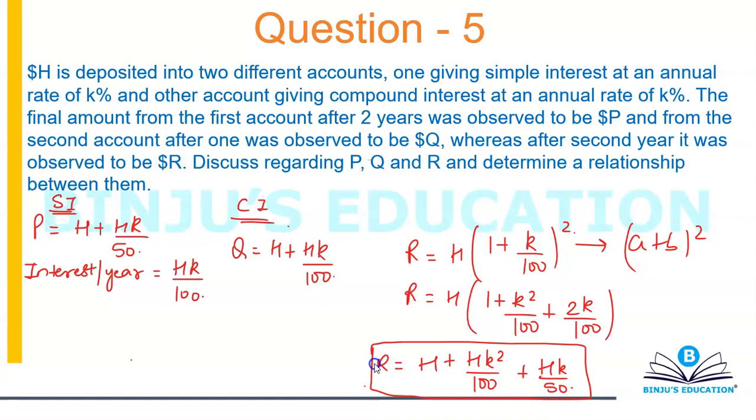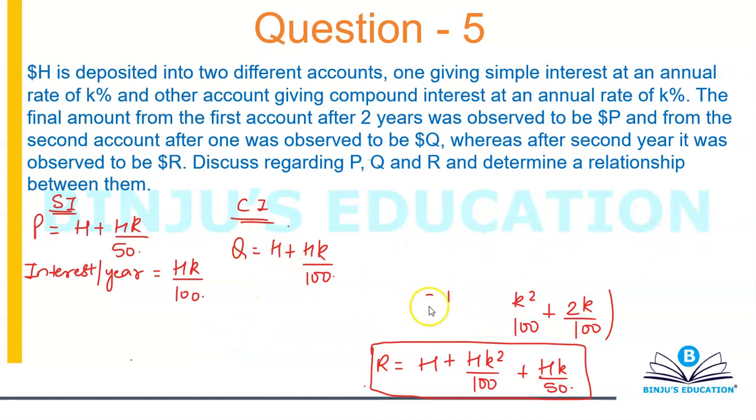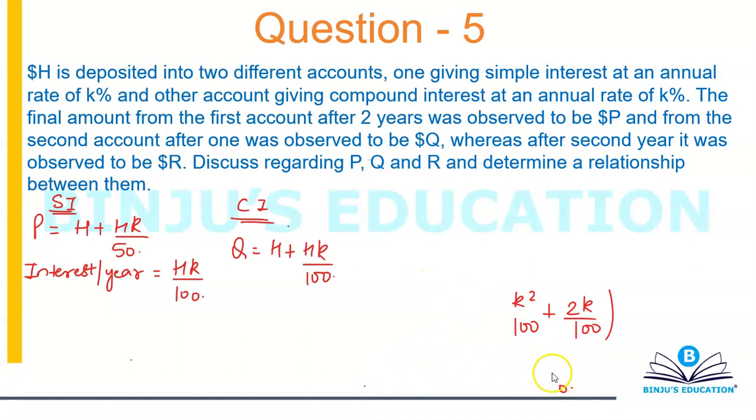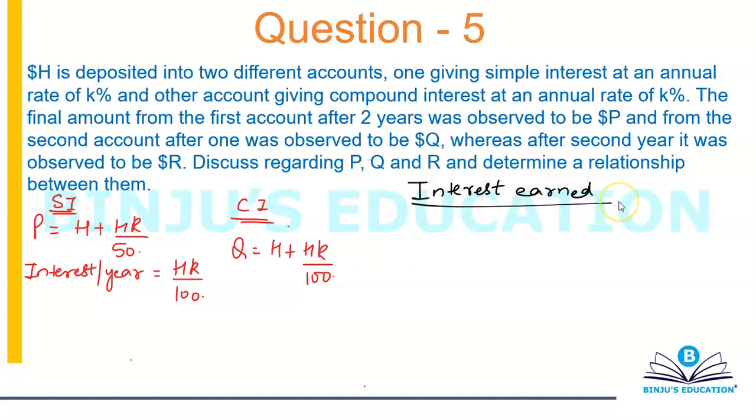Now let's suppose the question was something different, and they had asked you to compare the interest earned in both the cases. Then what would have happened? When you talk about simple interest, the interest per year will automatically be HK by 100. There will be no change in it, whether it's for first year or for second year.